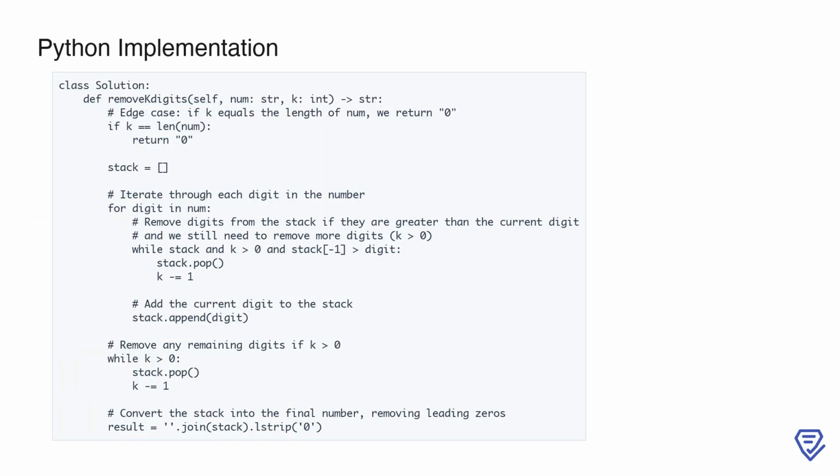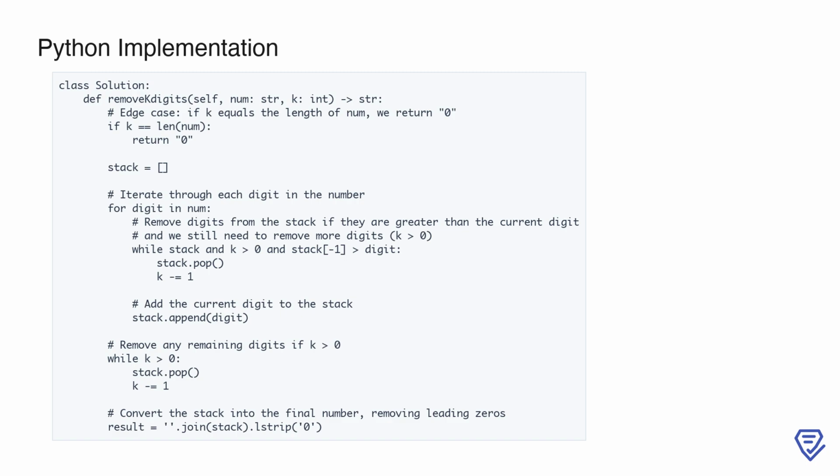Here, we define the removeDigits function within a class called Solution. The function takes two inputs, number, a string representing the number, and k, the number of digits we need to remove. We start by handling a simple edge case. If k is equal to the length of number, it means we need to remove all digits, so we directly return 0. Next, we initialize an empty list called stack, which will help us construct the smallest possible number.